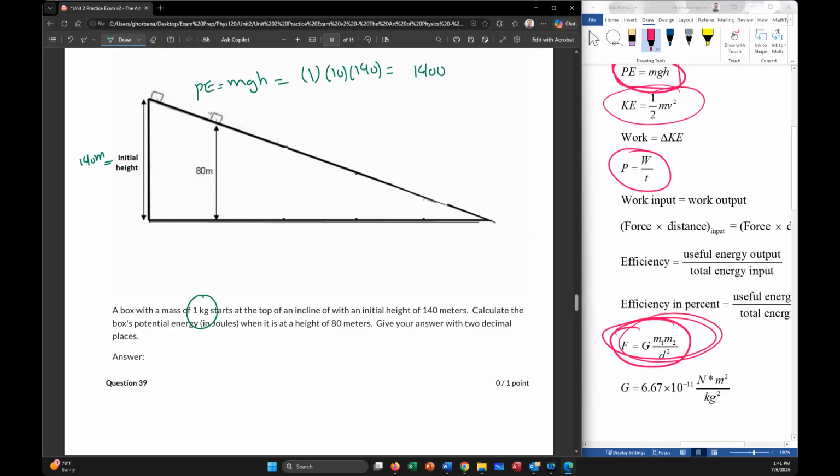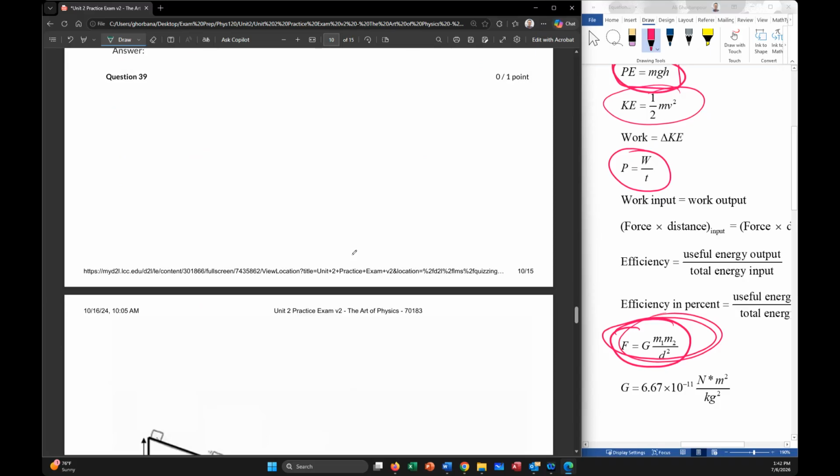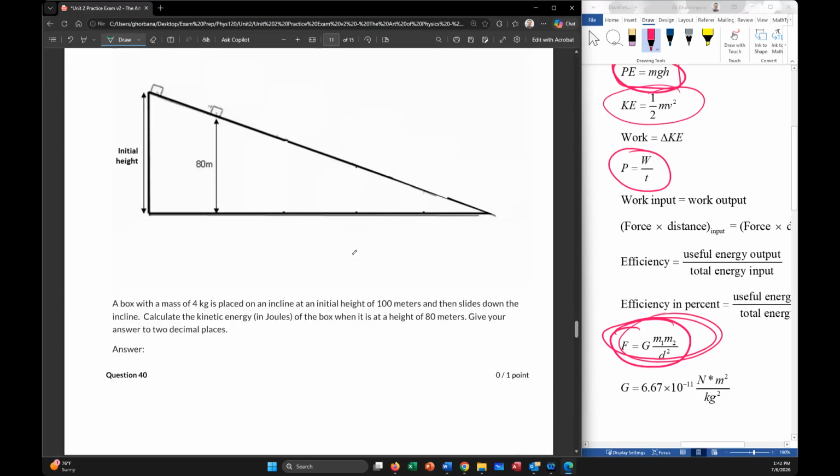Your numbers might be different, so make sure that you are using your own numbers. Good? Because mine in here is telling that the initial height is 140. My mass is 1 kilogram. Your mass might be different or your height will be different. If it is the same, perfect, so the right answer is going to be okay. So what is the next one?